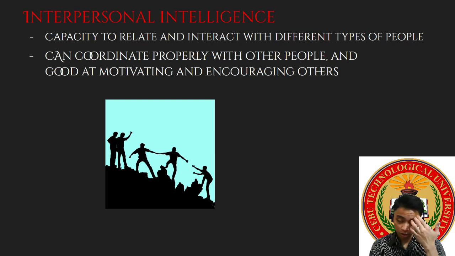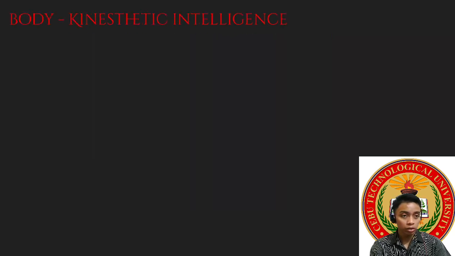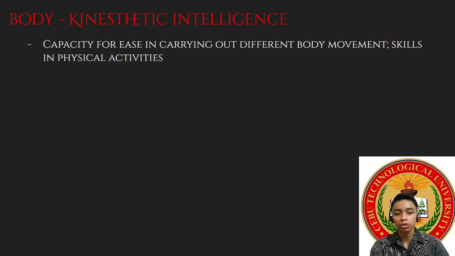Yes, sports is a good example of this one, because athletic people have this type of intelligence where they can actually maneuver their body parts to do the things that they want to do, such as playing basketball, soccer, and dancing, and this is how they can control their body parts properly.